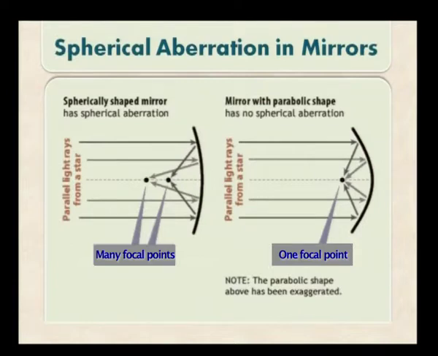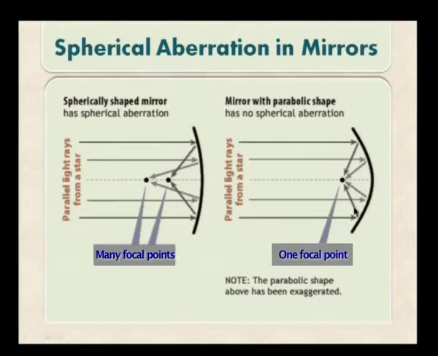This leads to what is called spherical aberration. A spherically shaped mirror has spherical aberration. Now, this can be completely rectified by using a parabolic shaped mirror, a mirror with a parabolic shape of this kind. Note that the parabolic shape above has been exaggerated or magnified.